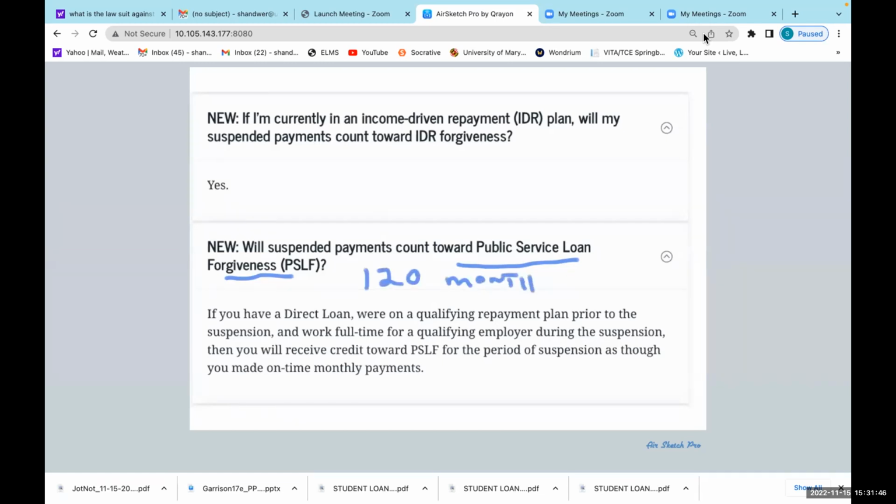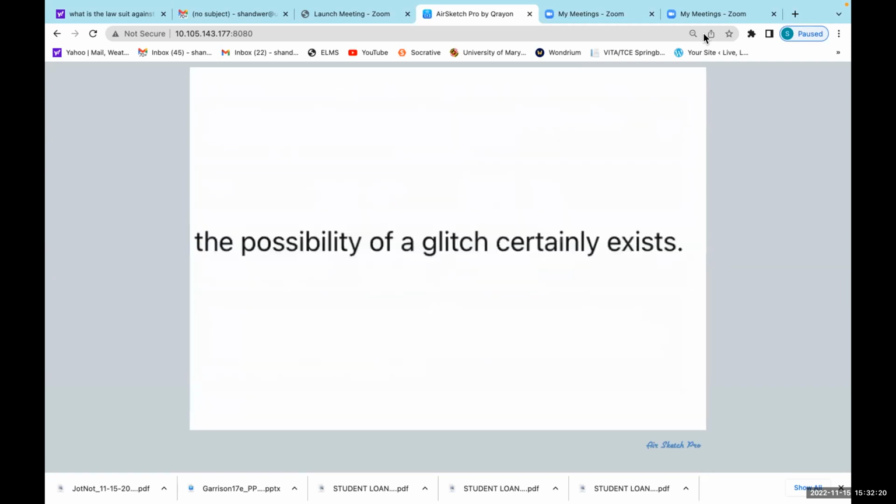So if you're working for a qualified public service loan employer, and there are many, for 120 months, if you make payments during the 120 months, at the end of that 10-year period, your loan is forgiven. Now we know that the freeze counts towards that, even though no payments were made. And the same thing counts for the IDR forgiveness program. That's a 20-year or 25-year program, depending on which one you're in. But it's still pretty good to know that this almost 3-year period is qualifying for the length of time you need to get full forgiveness.